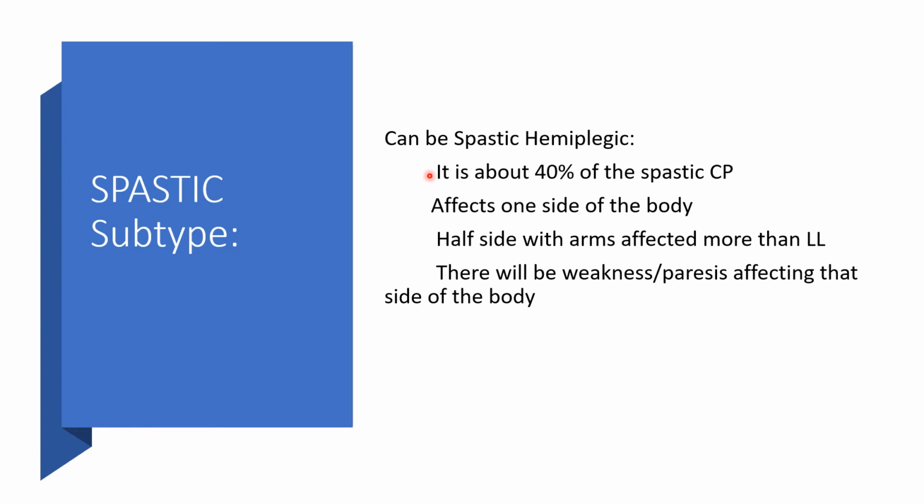Now, spastic subtype could be broken down further to either be spastic hemiplegic. In that case, it will form about 40% of the spastic cerebral palsy. Hemiplegic, meaning it's going to affect one side of the body. That half side will involve the arms being affected more than the lower limbs. So the legs will suffer less, the arms will suffer the most in spastic hemiplegic cerebral palsy. There will be weakness, otherwise known as paralysis, affecting that side of the body. So it's only one side that will be affected. The other side will be normal.